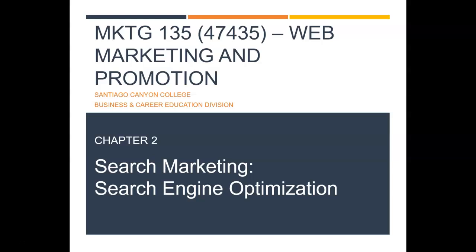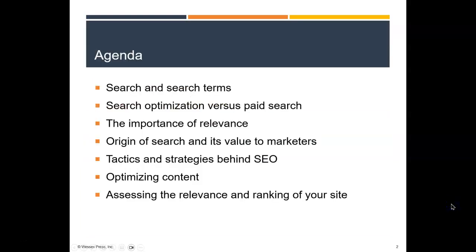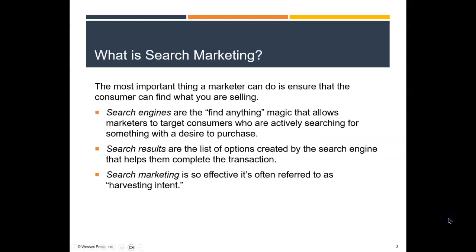Welcome class to the second unit or chapter of our marketing course, which is search marketing, specifically speaking about search engine optimization. So we're going to look at search and search terms, search optimization versus paid search, the importance of relevance, origin of search and its value to marketers, tactics and strategies behind SEO. SEO is short for search engine optimization. We're going to look at optimizing content and then assessing the relevance and ranking of your site.